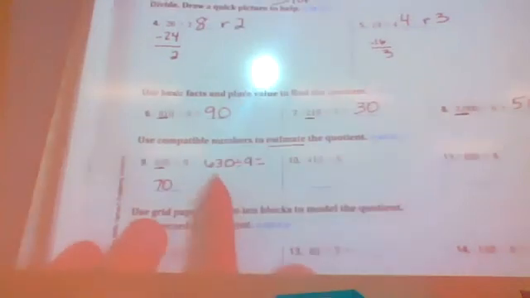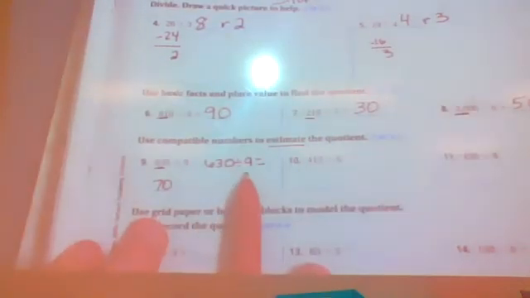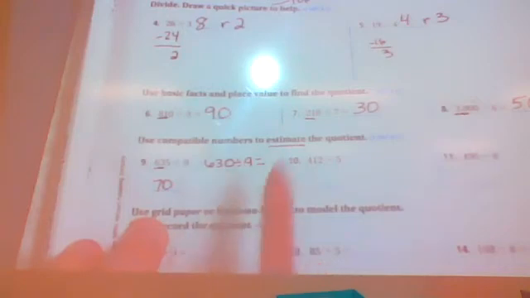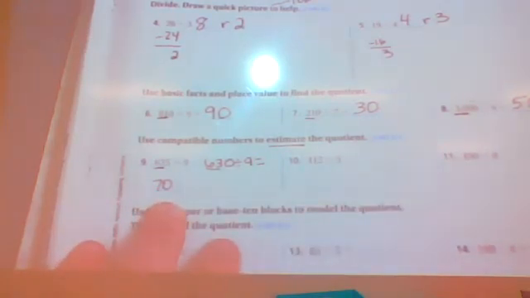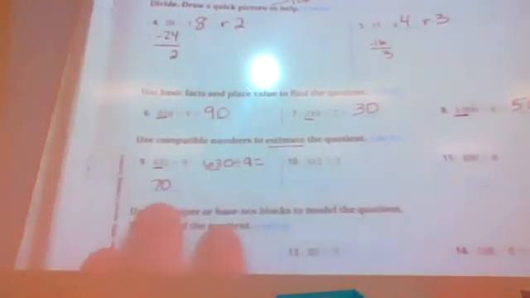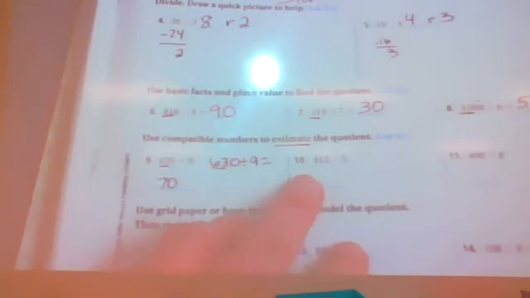So I turn this into 630 divided by 9. 9 goes into 63 7 times, and I have a 0 left over. So a quick estimate that's compatible is 70. Okay, let's look at the next one.